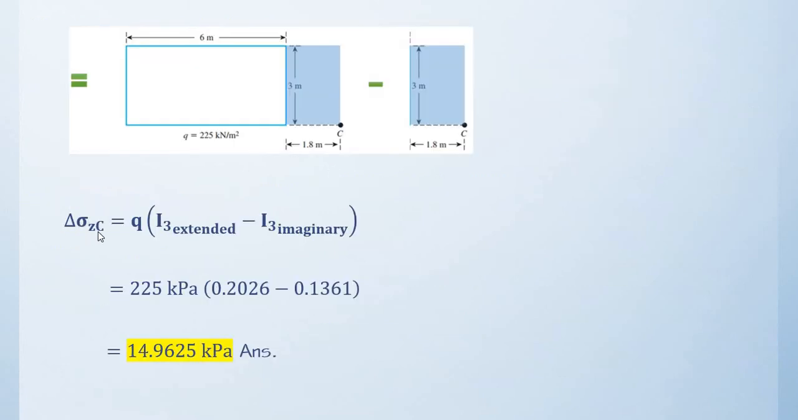Vertical stress increase at point C now becomes the load multiplied by the I3 of this extended rectangle minus the I3 of this imaginary load that was introduced. So 225 kPa multiplied by 0.2026 minus 0.1361. Vertical stress increase at point C is 14.9625 kPa, and this is now the answer.